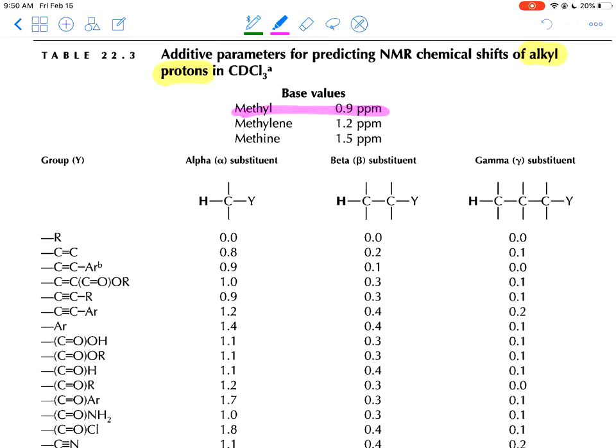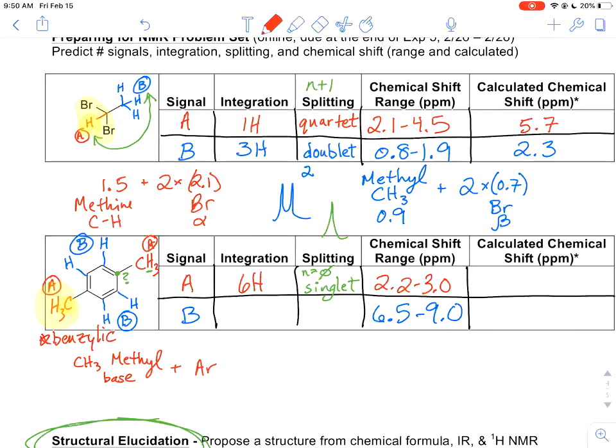Our substituent, which is an aromatic group, is alpha, meaning this is going to be an aryl group, because it's a hydrogen connected to a carbon connected to an aryl group. So we make our way here. We're going to be adding 1.4 just once. We start with our base value of 0.9. We add 1.4, and that gives us 2.5.